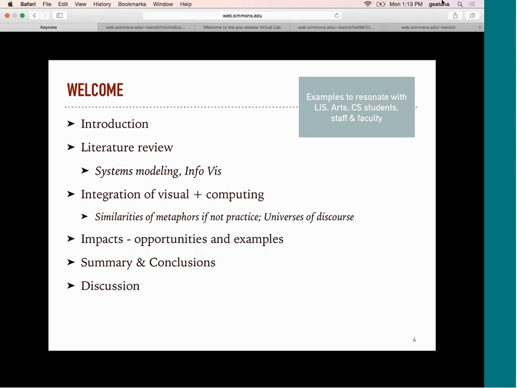Okay. This is what I'm going to talk about today. The introduction is both to me and to the topic. And I'm going to give you a new version of literature. It's going to be highly driven by images. But there was an underlying literature review in more detail.